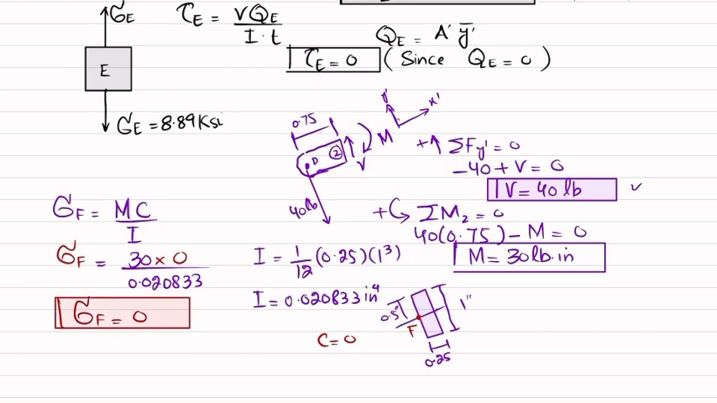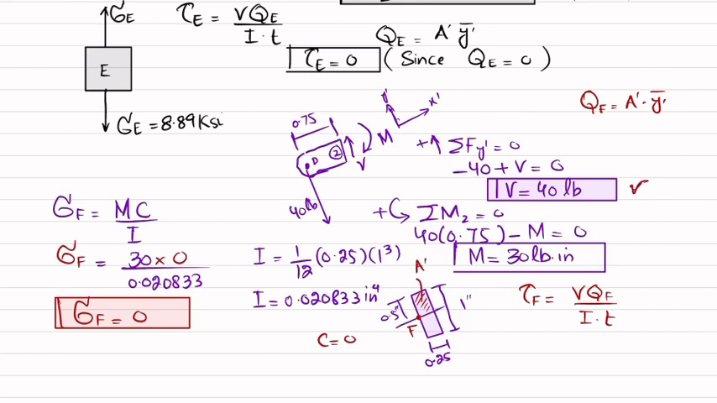Now what we'll do is find the shear force. So shear stress at point F is equal to V into QF divided by I into T. V is this one, 40 pound. QF is equal to A dash into Y dash bar. So what is A dash? Point C is this one, so A dash will be this A dash.